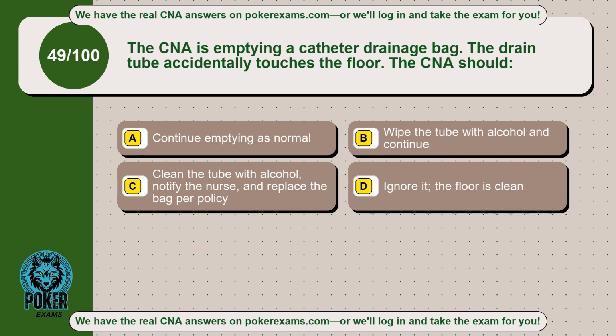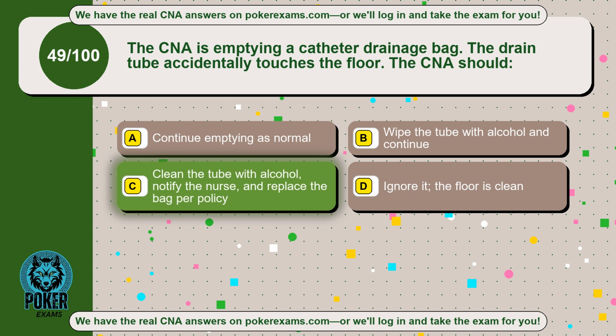Question 49. The CNA is emptying a catheter drainage bag. The drain tube accidentally touches the floor. The CNA should: Option A, continue emptying as normal. Option B, wipe the tube with alcohol and continue. Option C, clean the tube with alcohol, notify the nurse, and replace the bag per policy. Option D, ignore it, the floor is clean.